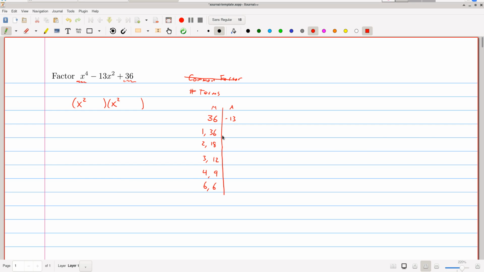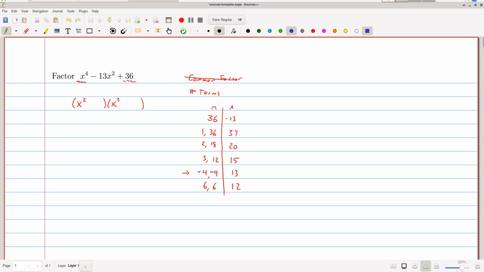Let's add them together to see what the sum is. So 1 plus 36 is 37, 2 plus 18 is 20, 3 plus 12 is 15, 4 plus 9 is 13, 6 plus 6 is 12. We're looking for a pair that adds up to negative 13. So 4 and 9, they multiply to the right number, but not the right sign. That just means we have the right numbers, but the wrong sign.